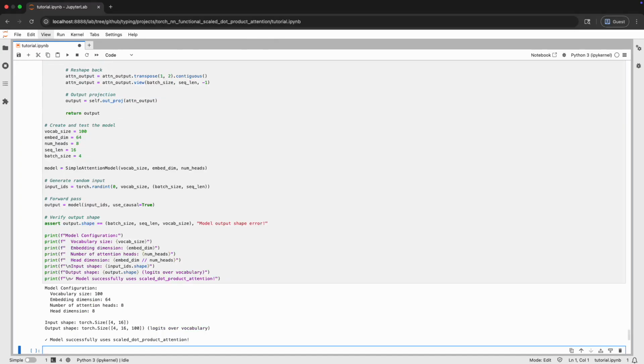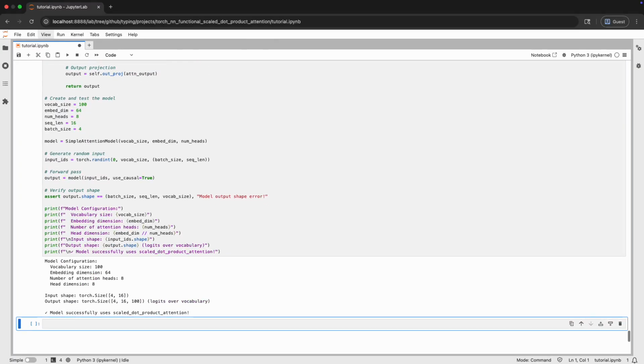Our model is working perfectly. With vocabulary size 100, embedding dimension 64, and 8 attention heads, we've successfully created a working attention-based model. The input shape shows we're processing 4 batches of sequences with length 16, and the output gives us logits over the entire vocabulary for each position. This demonstrates how scaled dot product attention fits into a real model architecture.